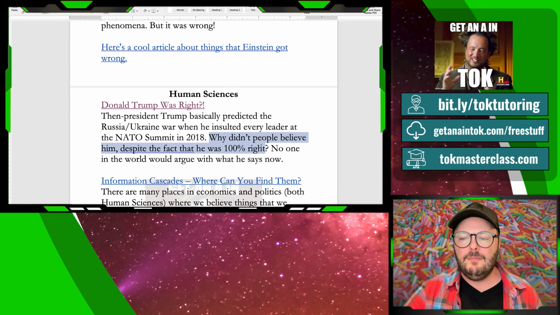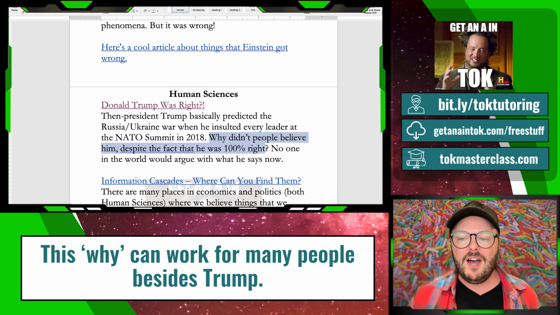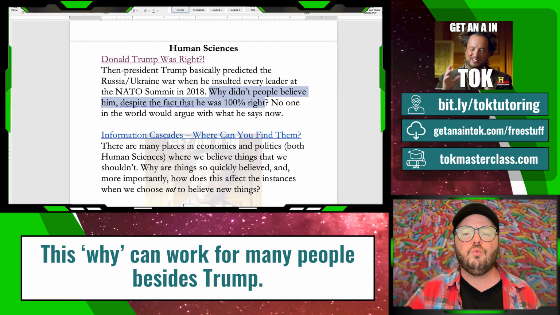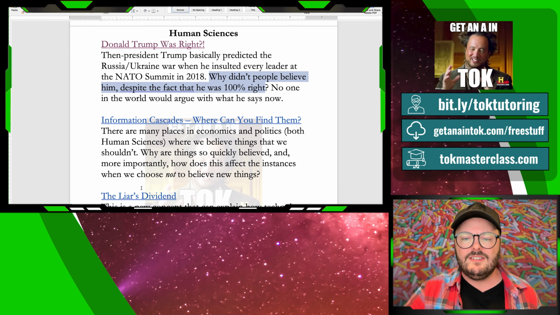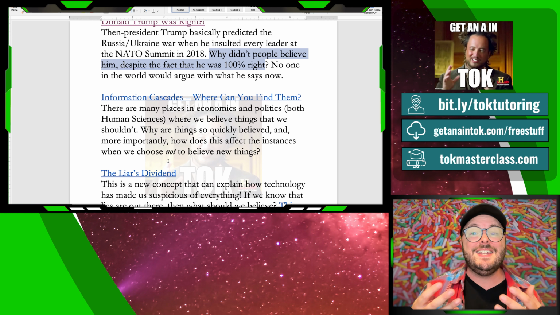So why didn't people believe him, despite the fact that he was 100% right at the time? Because he's an idiot. Because he's a jerk. And so sometimes people don't believe people just because of who they are. Be more specific than that, but this is an example of Donald Trump being right, and most people didn't believe him. I've got a couple of really cool human sciences concepts that you'll be able to find additional research for, and then you can connect to these concepts.